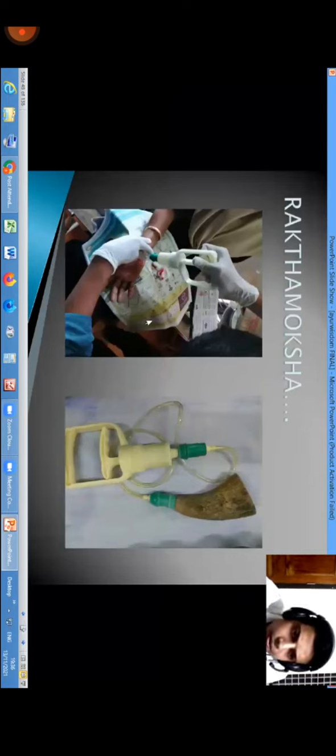Here we are using a cupping instrument for recta moxa. It's very easy to use. Agnikarma, Shalaka is useful. And coming to ganglion, it is a cystic swelling containing gelatinous material. It mostly originates from the capsule of a joint or tendon sheath.